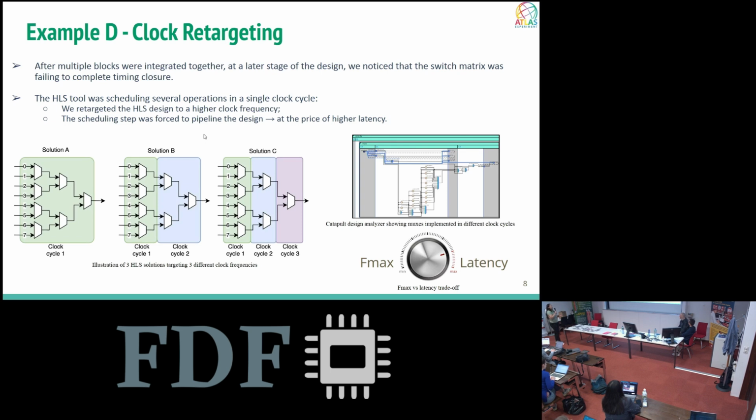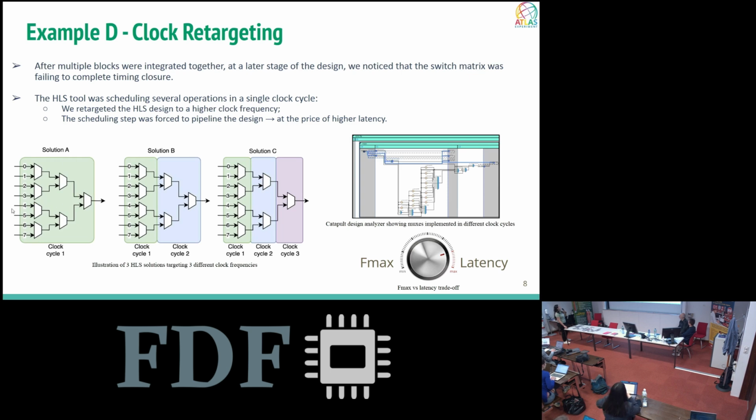And the last example is about clock retargeting. In the later stage of our design, when we were putting all the blocks together, we noticed that the switch matrix was failing to complete the timing closure. And it was due to this first figure here, solution A. A lot of operations were done in only one clock cycle.